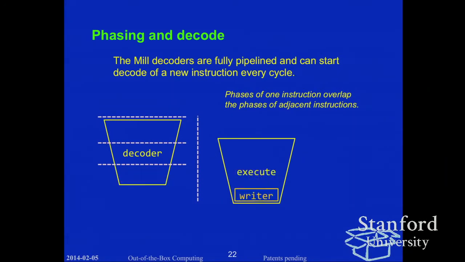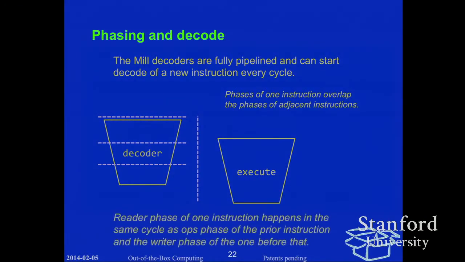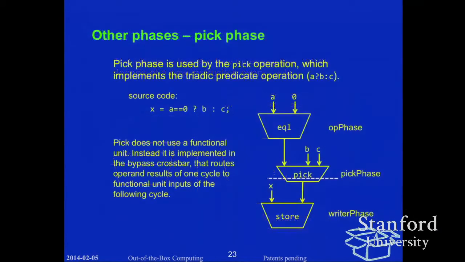The phases of instruction decode overlap with the phases of the adjacent instructions. Reader phase happens in the same cycle as the op phase of the prior instruction and the writer phase of the instruction before that. Now, so much for the arrangement. How about those other phases? I only mentioned 3, but the phase list has several other phases.